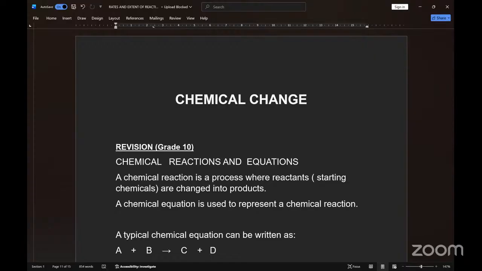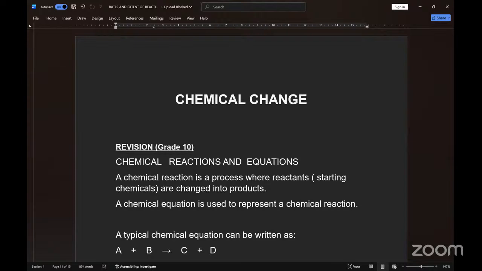Today's lesson is going to be on what we call chemical change. This topic is a broad topic that includes rate and extent of chemical reactions. It also includes chemical equilibrium as well as acids and bases. But for today's lesson, we are going to focus on rate and extent of chemical reactions. In the past, they used to call it just rate of chemical reaction, which is okay.